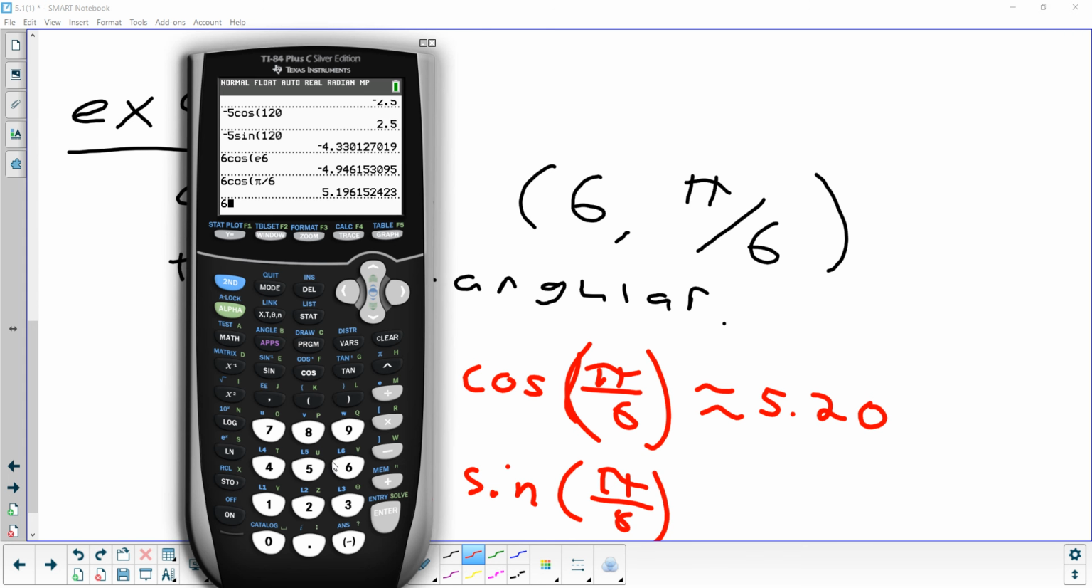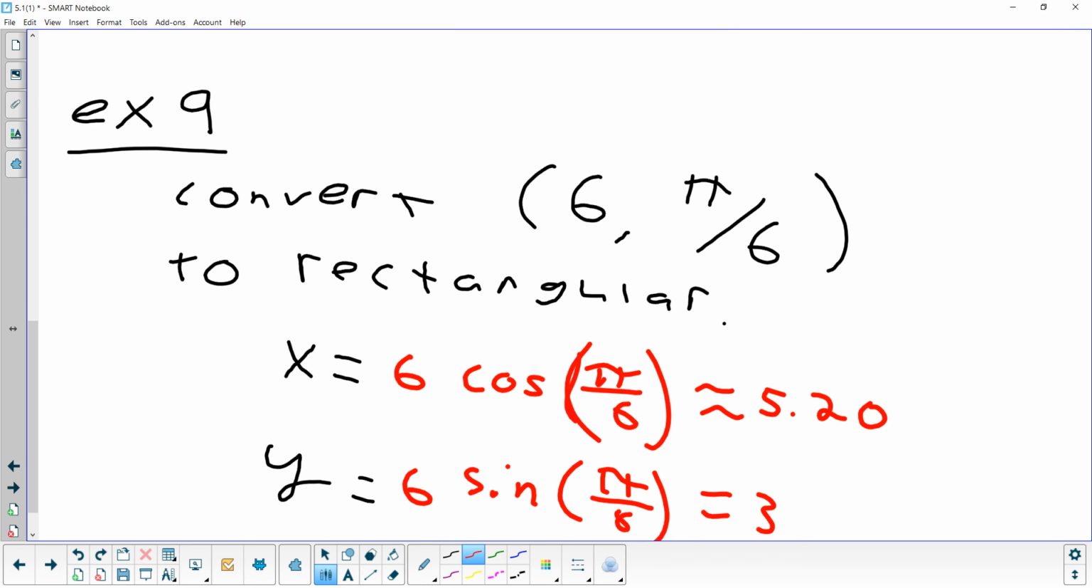And the bottom one, 6 sine pi over 6. Keep hitting pi over 6. You're going to notice when you convert, a lot of times one of the answers will come out to a nice number and the other one does not. That's because this angle pi over 6 is a multiple of 30. We talked about multiples of 30 and 60 when we did unit circle trig.